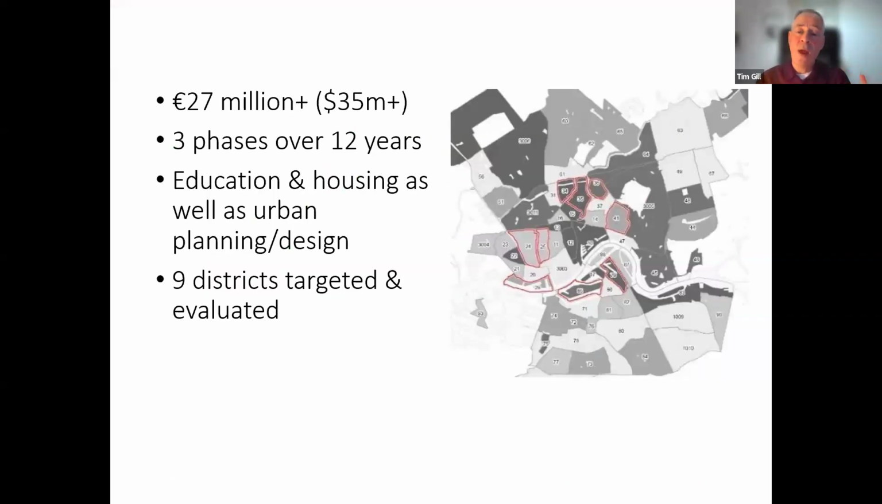So it ran a number of programs and invested tens of millions of dollars over more than a decade in really smart ways, targeting particular neighborhoods. It did, and it's important to say this, focus on a number of topic areas, but urban planning and design was a big piece of the picture. And it also measured the impact.